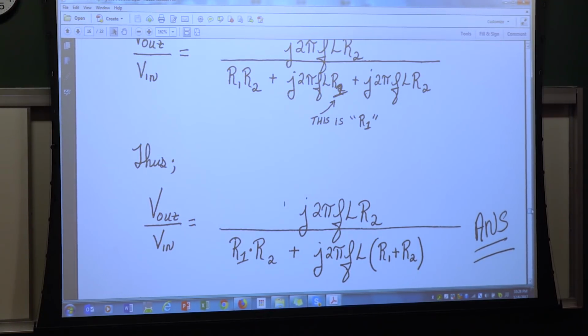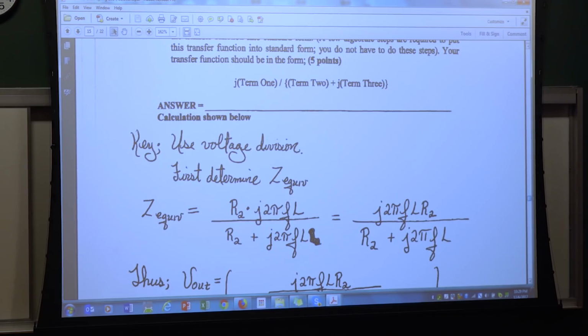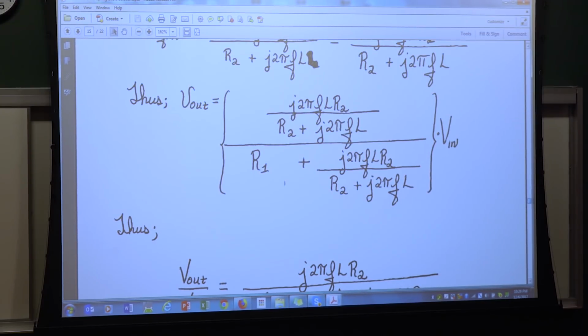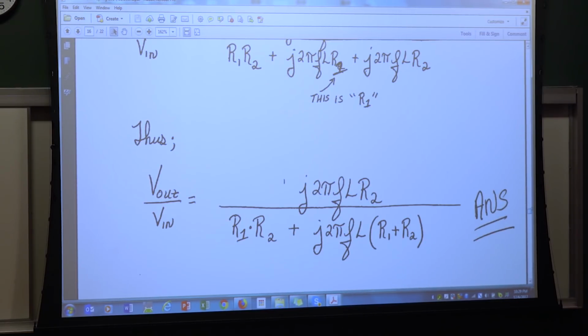Now, my colleagues, let me go over this again. I know you're all taking very careful notes. First step, determine ZEQ. Second step, voltage division. Third step, just two lines of algebra. I guess if you want to count the last line, 3 lines of algebra, and you got V out over V in. How do we do?